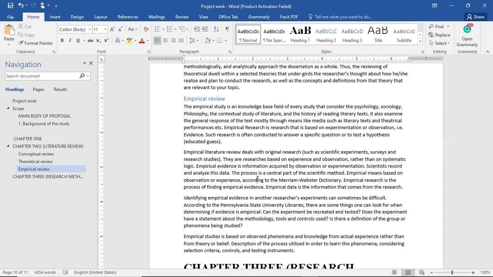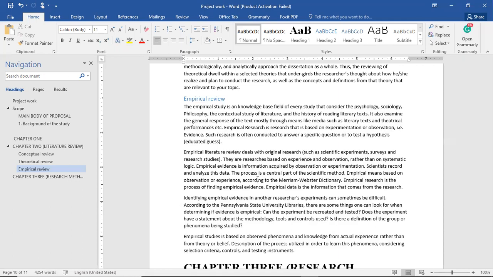Now, the empirical review, as I told you, deals with the original research. And so therefore, it means that it is based on observation, experience, and also evidence. The empirical evidence is information acquired by observation and experimentation. So if you don't have facts, you can't do this. Take notes. The empirical review is the process of finding empirical evidence. And as I told you, empirical evidence is information acquired by observation and experimentation. And empirical research is the process of finding empirical evidence.